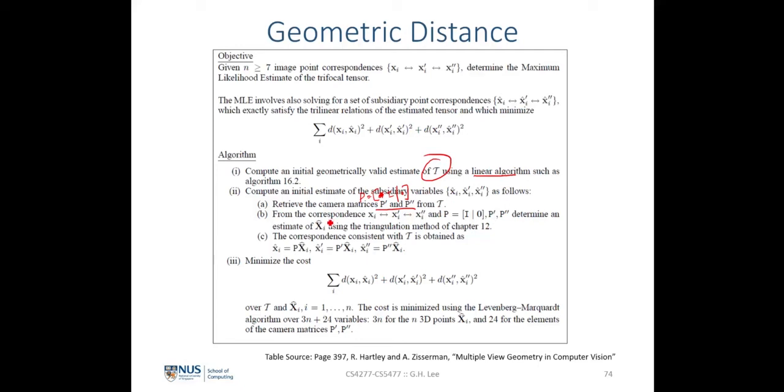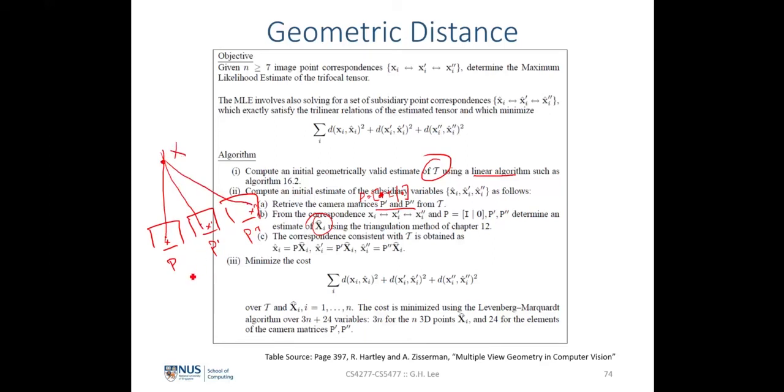Then we will make use of the correspondences in the three views and the respective camera matrices to determine the 3D point via the linear triangulation method that we have seen earlier in the chapter on the fundamental matrix. What this means is that once we have all the camera matrices P, P prime, and P prime prime, we can make use of x prime and x prime prime to do a linear triangulation to get the 3D point X.